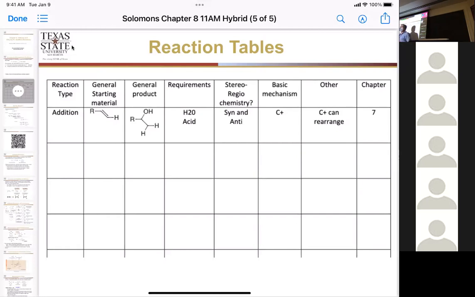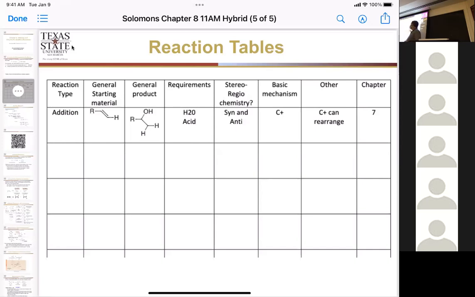So this is our general starting material. The R means it can be anything. I want you to get used to looking for the change. What's changed? Because that's where you have to do the reaction. The rest of it, you tack on later, but look for the change. So our change here is going from a double bond to 2 single bonds. We need water and acid to do it. Is there stereochemistry associated with that? And the answer is yes, and we'll learn about that today.